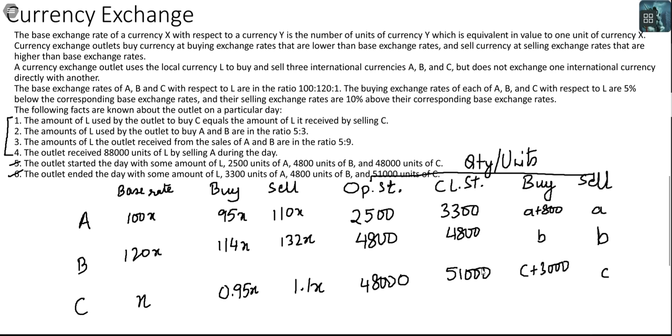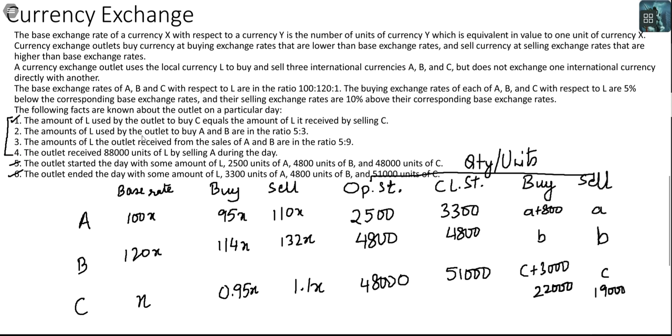Let's go back to the last page. If C is 19,000, C plus 3,000 should be 22,000. Okay, we know the value of C now. That is wonderful. And we have also taken care of the first point. Let's look at the second point.